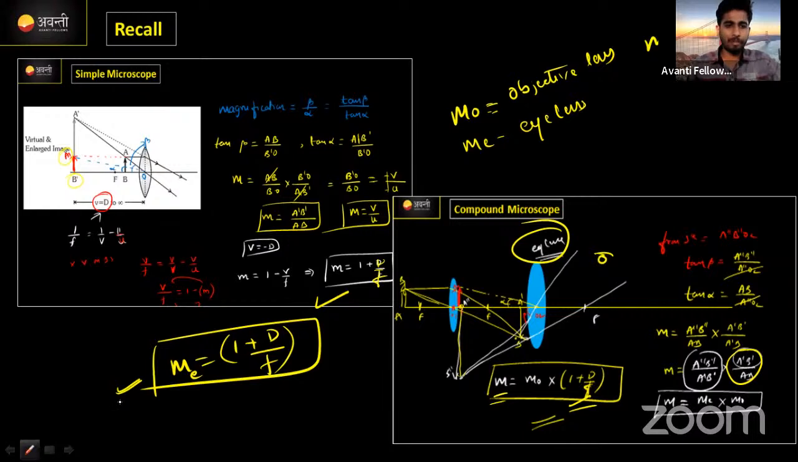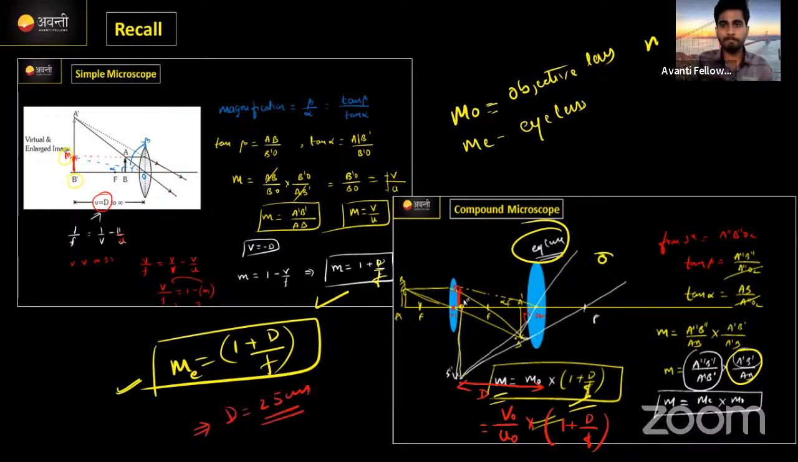We can substitute the value of m naught also here. It is nothing but image size by object size. This is with respect to the magnifying lens, objective lens, that is m equals v naught by u naught into 1 plus d by f. What is d here? D is nothing but the distance of the final image formed from the eye lens. We can call this the least distinct distance also. This value will be around 25 centimeter.